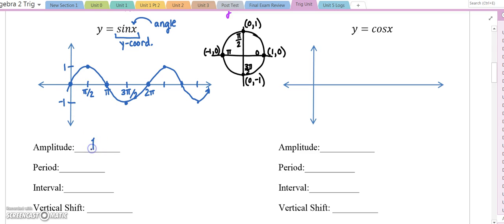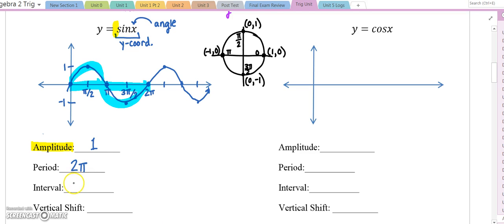So here that's 1, and it's based off of the number that's right in front here. All right, the period, we'll take a look at this. One full cycle, I like to think of it as a top hump and then a bottom hump. That would be from 0 to 2 pi. So one full cycle here, one period, is going to be 2 pi.